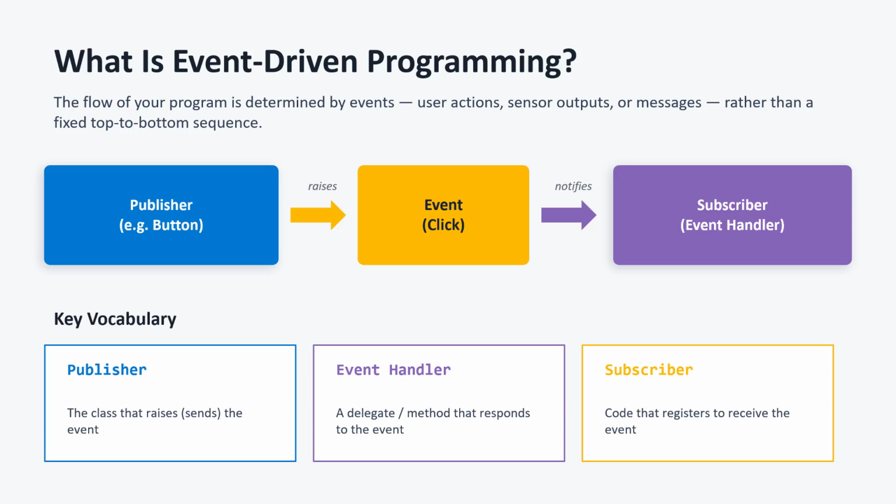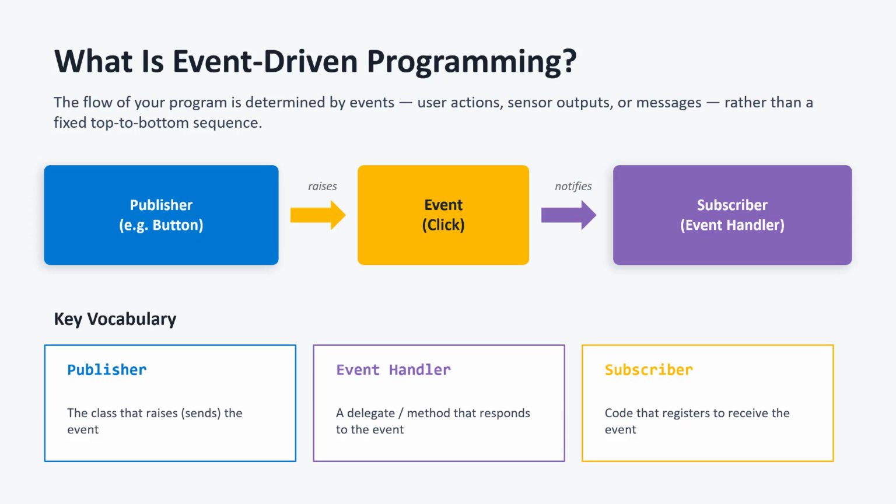That event then notifies the subscriber, which is your event handler code, that something happened, and the handler runs in response. So let's nail down the vocabulary, because you know how important it is for us to sound like we know what we're talking about. These terms come up constantly. The publisher is the class that raises or sends the event. In UI programming, this is almost always some kind of control, like a button.